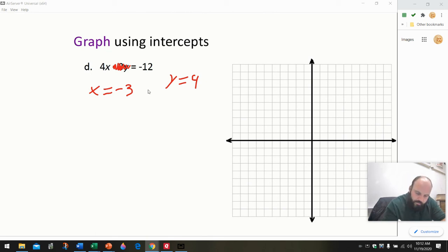Okay. Once I have those two numbers, I can put a dot on the x-axis at negative 3. I can put a dot on the y-axis at 4. And then I can draw my line just like that. And I've got my graph. And that's that. So hopefully that made sense.